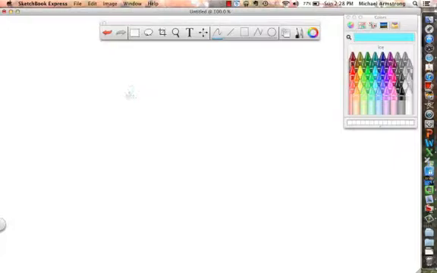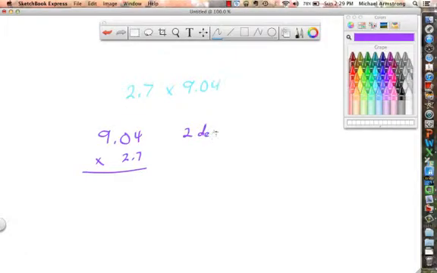Okay, so they've got 2.7 times 9 and 4 thousandths. The thing about this is you can do it either way. I tend to like to put the bigger number on top, not necessarily the bigger number, but the one with more digits. So I'm going to write that one on top and multiply it by 2.7. Notice that my decimal points do not add up, but I've got 2 decimal points here and 1 decimal point here, so I'm going to end up with 3 decimal points in my answer.